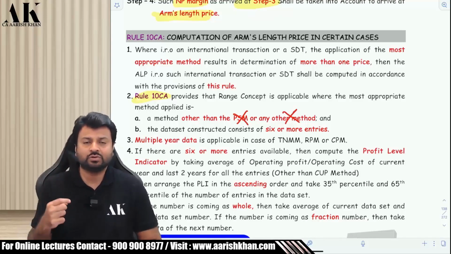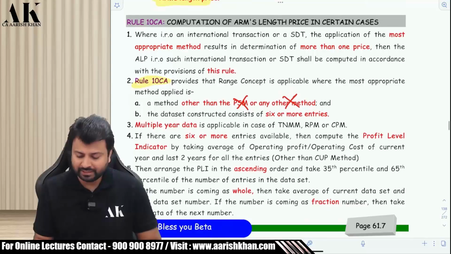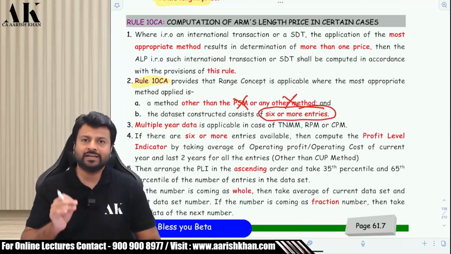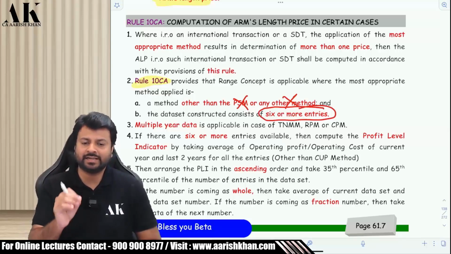They generally ask this question in your MCQs also. Secondly, it is applicable only for four methods. Out of the four methods also, it is applicable if you have 6 or more entries in the data set. If you have less than 6 entries in the data set, it is not applicable. So you need to have at least 6 entries in the data set: 6, 7, 8, 9, 10, whatever it is, it will be fine.